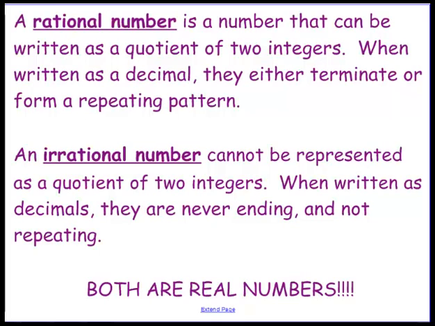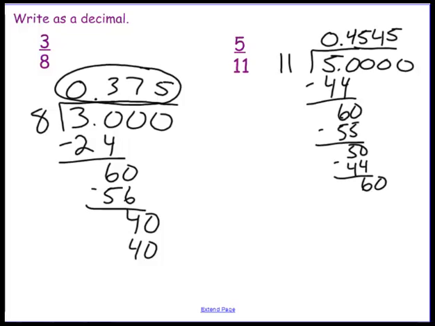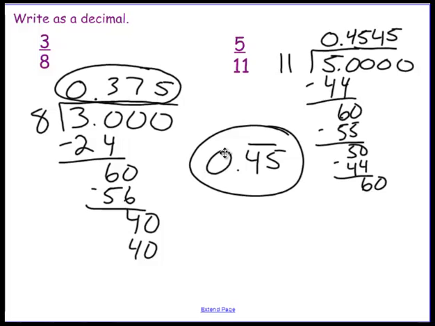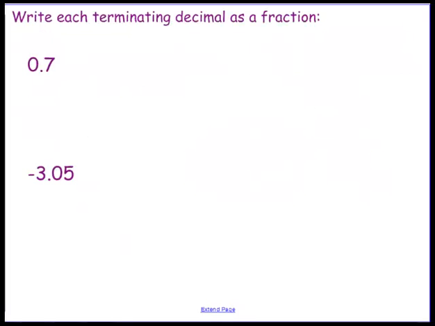A rational number is going to do one of two things when written as a decimal. It will either terminate or form a repeating pattern. The first example here terminated, 375 thousandths. This second example forms a repeating pattern, so remember to write that as a decimal. We take that repeating pattern and we put the bar over the numbers that repeat, and now I've written that rational number as a decimal.